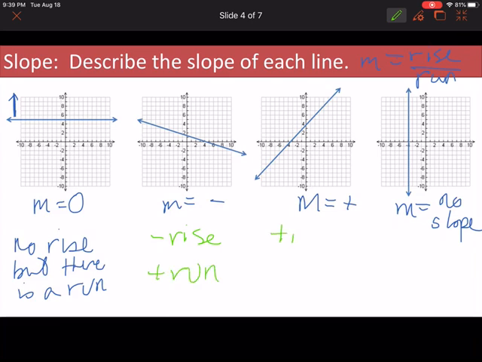Here we have a positive rise and a positive run. And here it rises, right? So I have a rise, but is there a run? No, it doesn't go this way, right? It doesn't move left or right, so no run. So for this one, if you look at this as a fraction, you're going to have a number on top, but you're not going to have a number in the denominator, which is 0, and that's why there's no slope. We do not divide by 0.